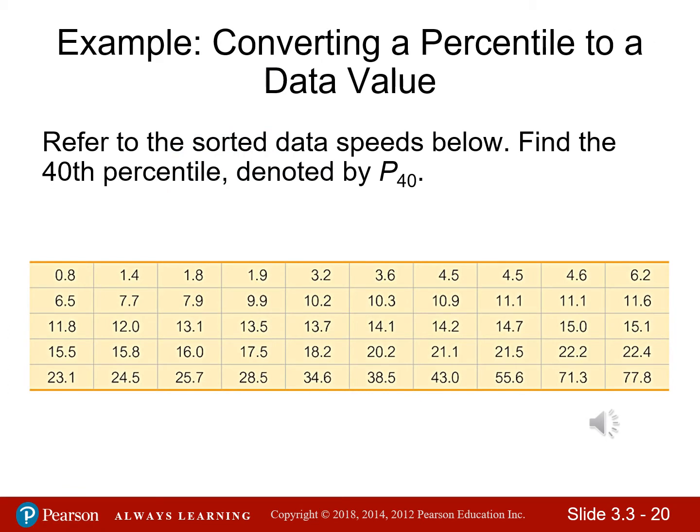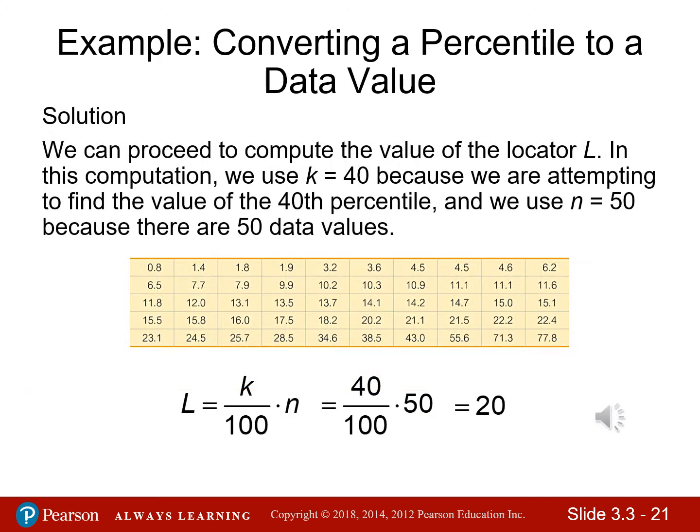Let's use our table of data speeds to find the 40th percentile. We'll denote this as P subscript 40. We can find the 40th percentile by computing our locator L. Recall that K is the percentile of interest. So in this case, K equals 40. And N is the total number of values in our data set. So in this case, N equals 50.